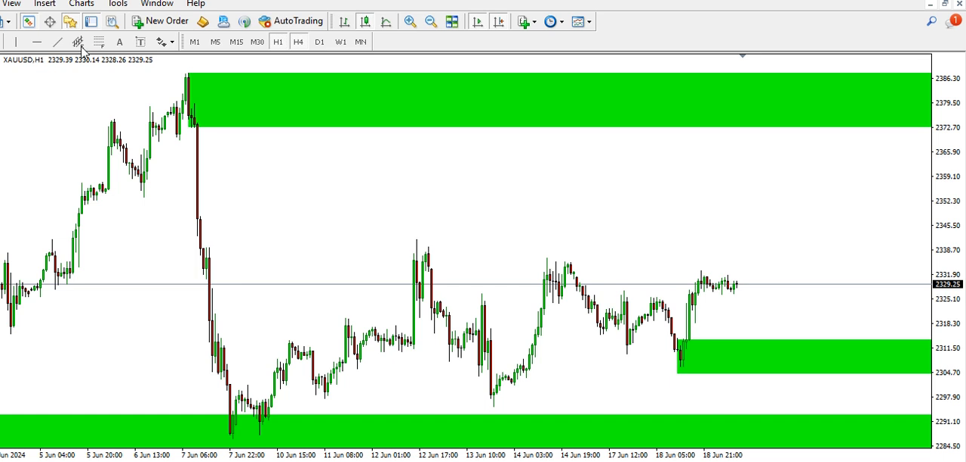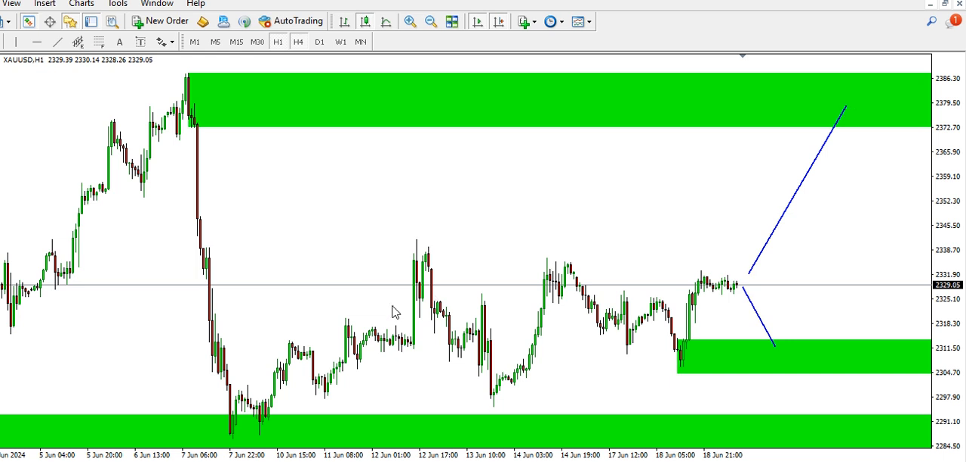So for buyers, their target might be around here. For sellers, their target might be around this particular area. All right, so that's that for the 1-hour time frame. Overall, price is still ranging.